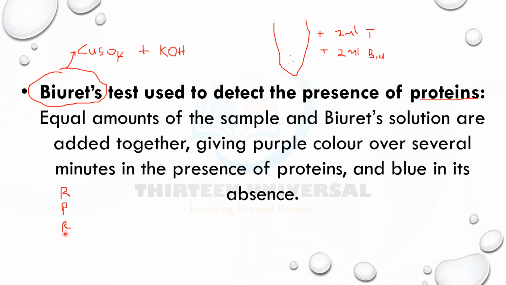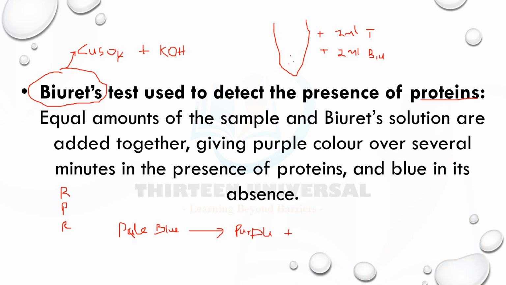So what is our result? Our result is that the color of burette is pale blue. So it's going to change from pale blue, very important, pale blue to what? To purple, or lilac, or mauve, or violet. If this happens, that is a positive result.